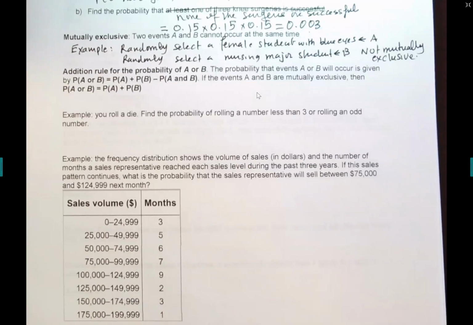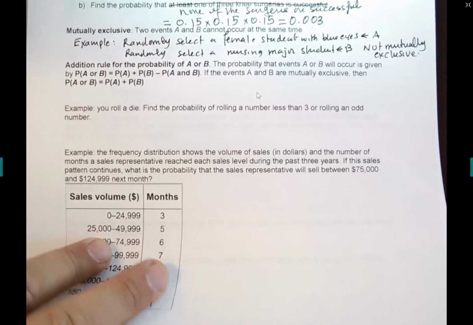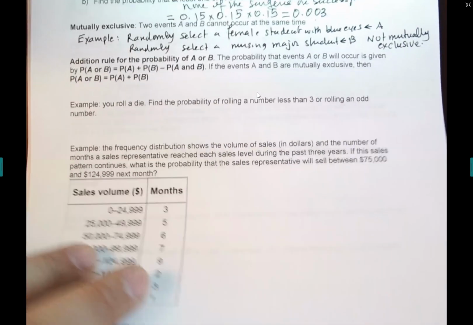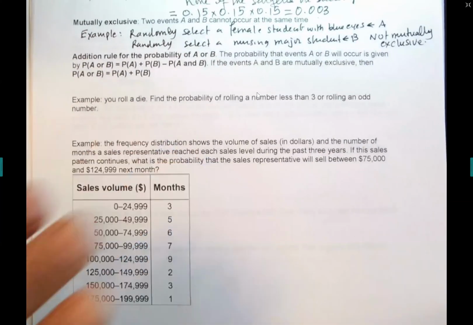Addition rule of probability. I'm gonna explain the addition rule to you guys. There is a formula that we're gonna come up with, and then after that, you will see it's a very easy rule to apply. It's called the addition rule. The addition rule says the following.